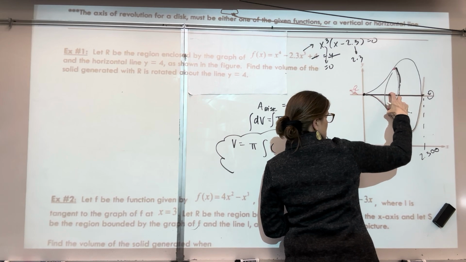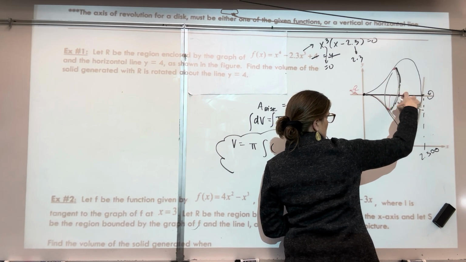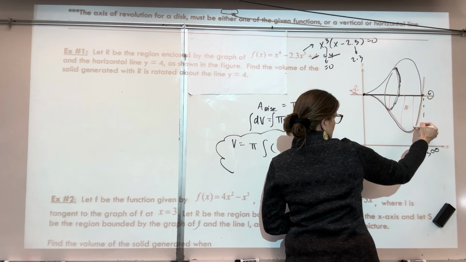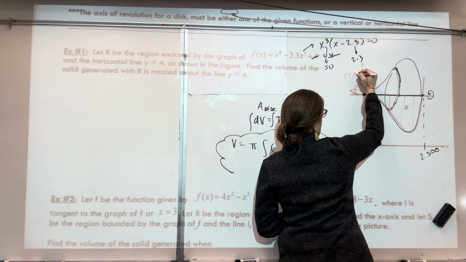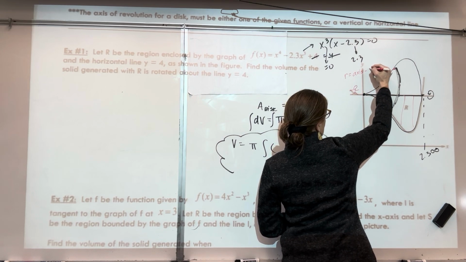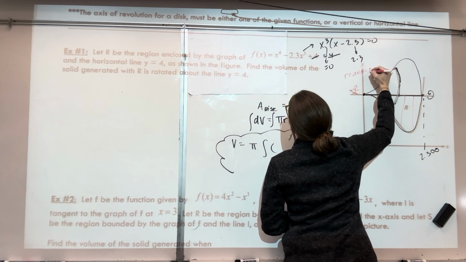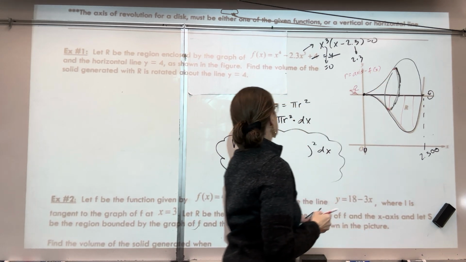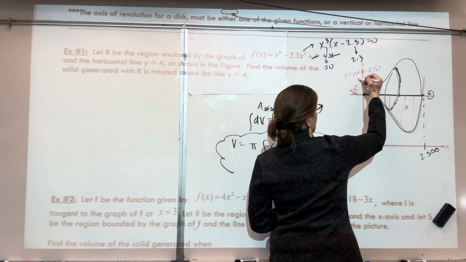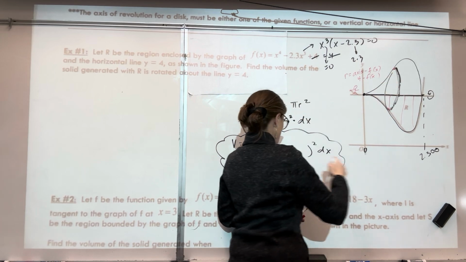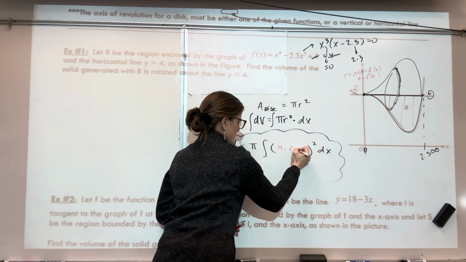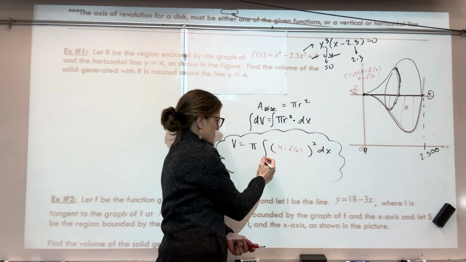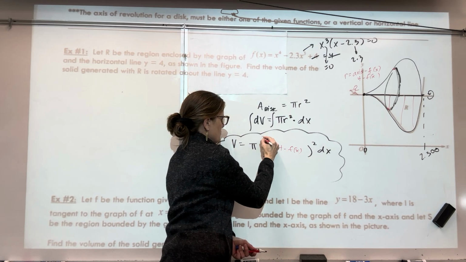And so that distance would always be the axis minus the curve, the axis minus the curve, right? So the radius is always the axis minus the curve in this case, which was f of x. And the axis was 4. So 4 minus f of x is what we're going to plug in here. And again, we were integrating from 0 to 2.3.